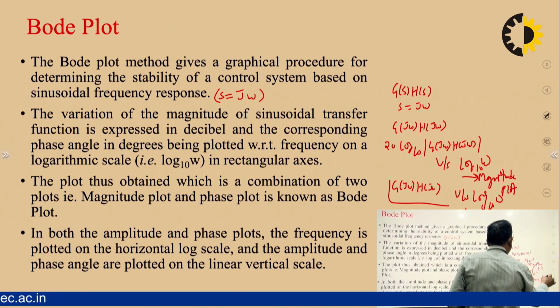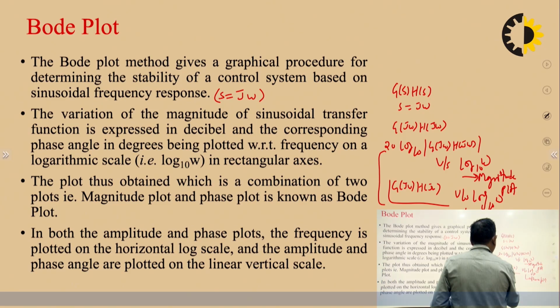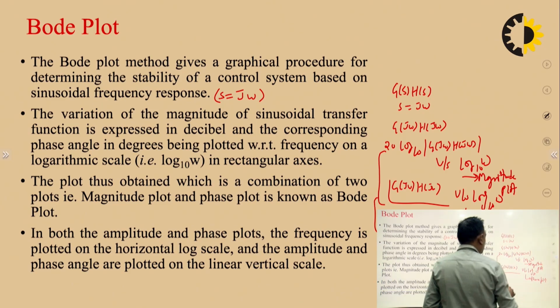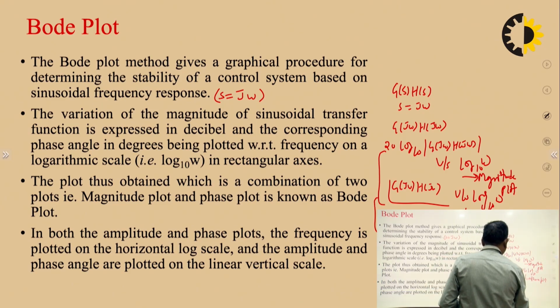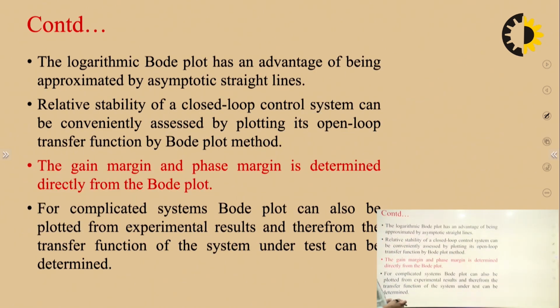Okay, so when we combine these two plots, we have a frequency response plot which is called as Bode plot. So the logarithmic Bode plot has an advantage of being approximated by asymptotic straight lines. This is the advantage of Bode plot, because we are taking the log values, so you can approximate it using the asymptotic straight lines.